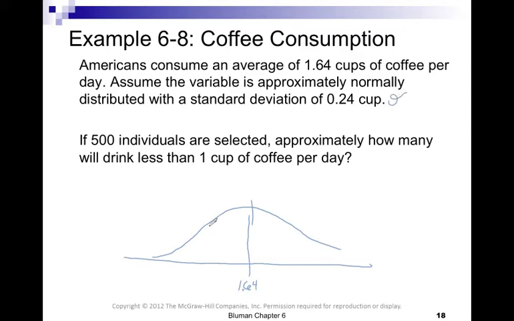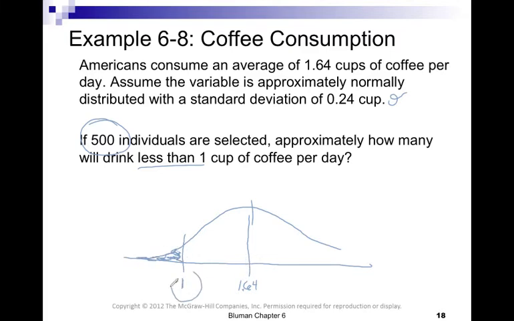500 individuals are selected. This puts a little different spin on it. We have 500 individuals are selected. Approximately how many will drink less than 1 cup per day? So we're down here below the mean at 1 cup. So we're looking for less than 1 cup. So we're looking at this area over here for our data, for our problem.